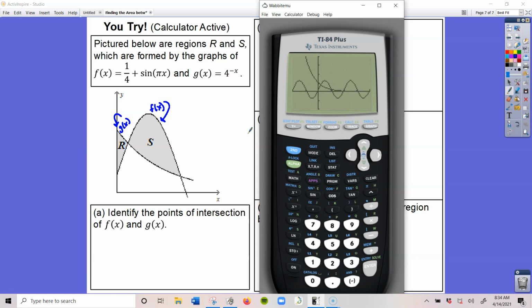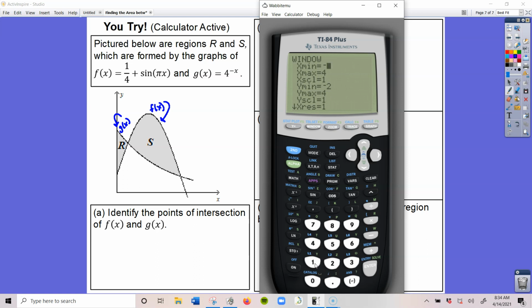Okay, so we see that the part of the graph that they're focusing on is this little piece right here. So I'm going to adjust my window accordingly. I'm going to start at x is equal to -1, just so I can have a little bit of space here. And then I'll stop at x is equal to 2.